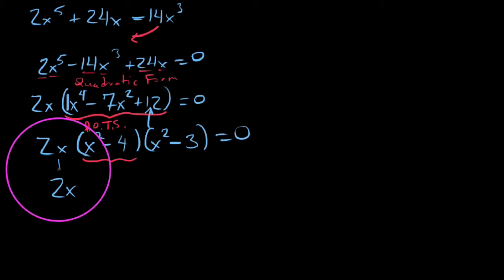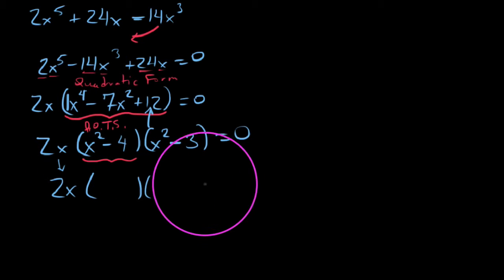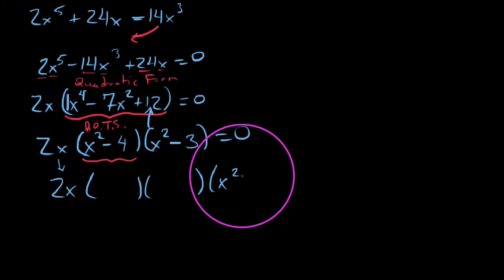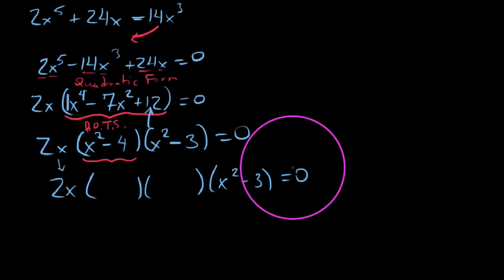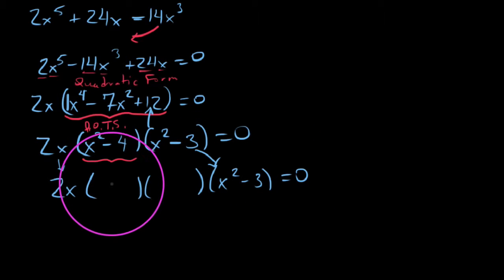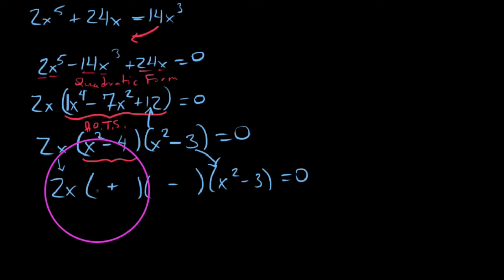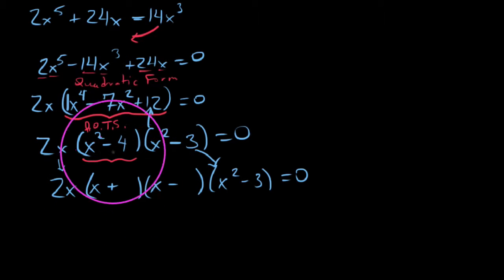So we get 2x, we're just going to carry that down. We say this factors into conjugate pairs, and then this one here we get x squared minus 3, we'll just carry it down here. So this one, being a difference of two squares, factors out into conjugate pairs. We say, well, what could you square to get x squared?